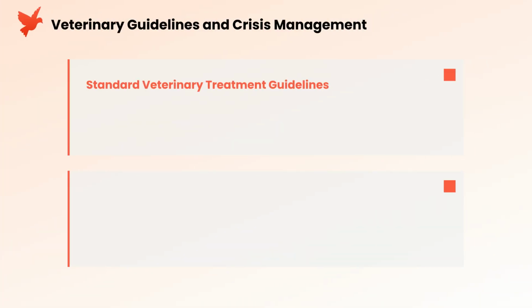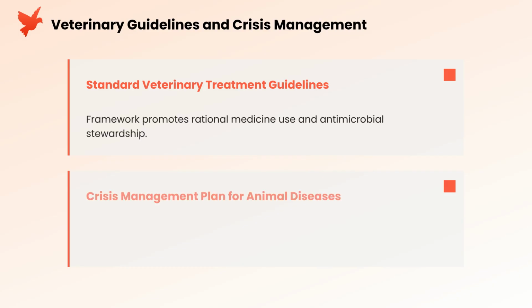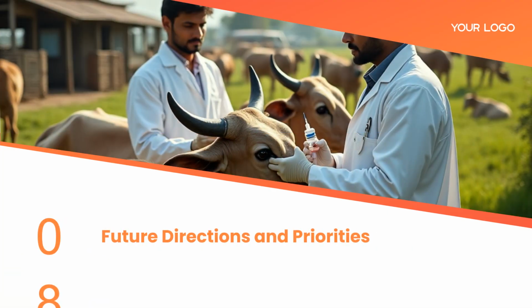Finally, standardized veterinary treatment guidelines and comprehensive crisis management plans provide the operational framework needed to ensure rapid, effective responses to any future disease outbreaks. Moving on to our future directions and priorities, we look at how advanced technology will continue to shape the future of animal disease control in India.